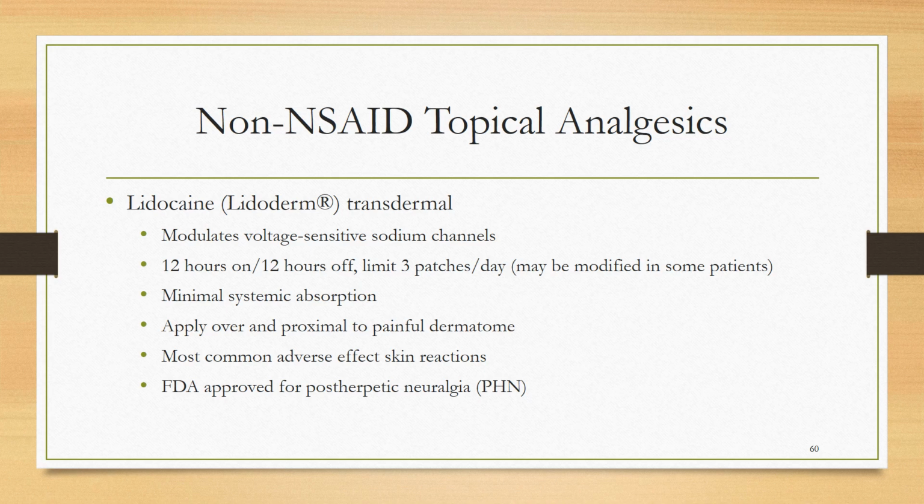There's minimal systemic absorption, and the thing is that all the data is really with post-herpetic neuralgia. Remember, pain is subjective though, and so if they try it, especially now that it's generic, and it works, great. If it doesn't, they're only out about $14.